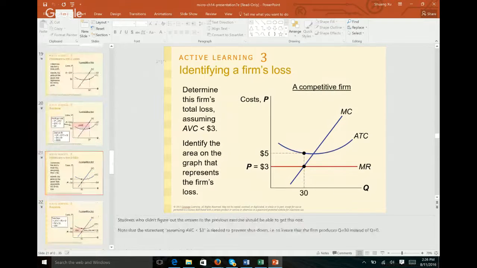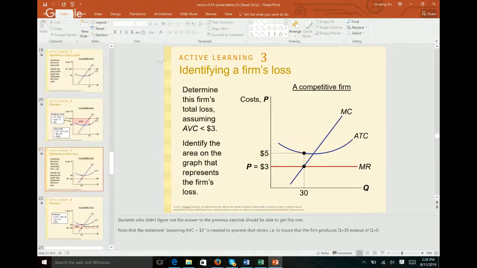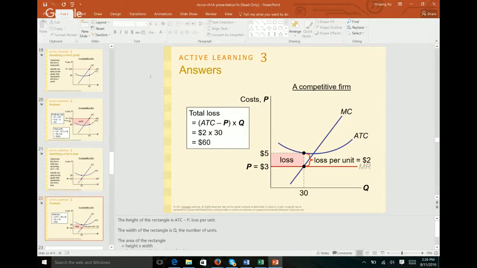Now, vice versa, if you have something like this graph, remember the first thing you're looking for is where the marginal cost equals marginal revenue. This is the first intersection. From this intersection, go down to get your quantity, and from this quantity, go up to your ATC curve to get your average total cost. So for this company, the price is $3 and the cost is $5, so they're losing money, and how much they lose is this shaded area over here.